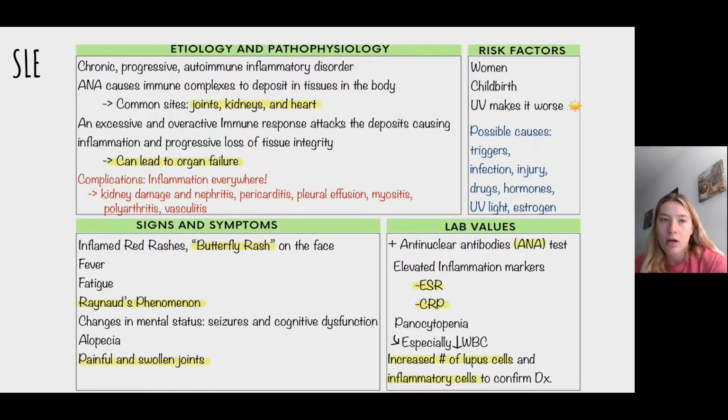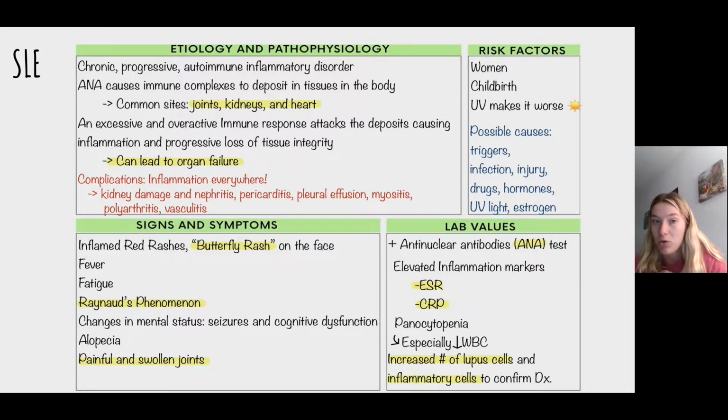Again, another one of our chronic progressive immune diseases. Basically, our anti-nuclear antibodies cause immune complexes to deposit in tissues in the body. These immune complexes drop off in places, and our body's immune response will then attack these immune complexes, and it's just a recipe for disaster. So it causes inflammation and progressive loss of tissue integrity. Now, keep in mind, this is an autoimmune inflammatory disorder. This affects the whole body.